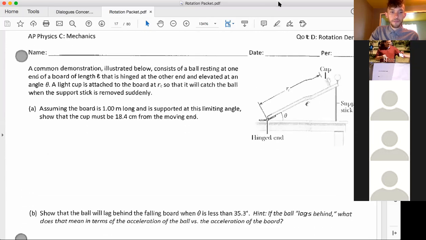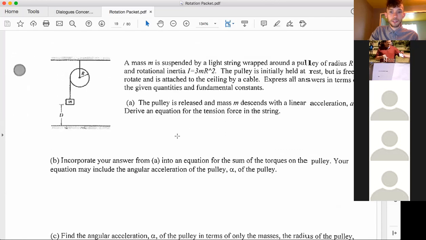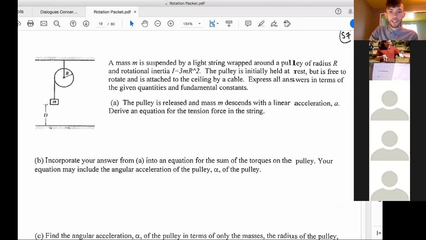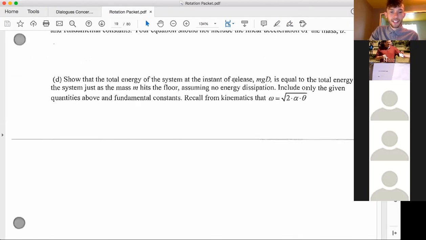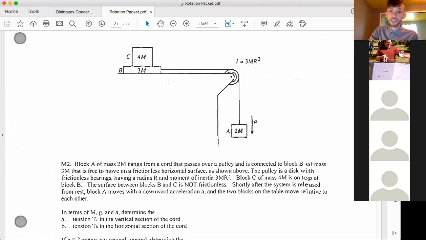Ooh, this one is really challenging, but it's really fun. Page 17 of the packet. This one would be good. Page 57 or page 19 of the PDF. You guys could do this one. This would be a great one. This is an old free response question, page 21 of the packet.